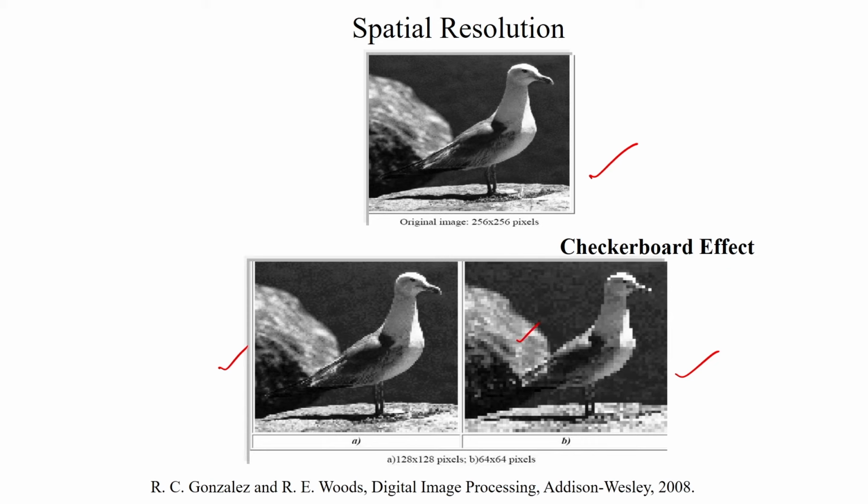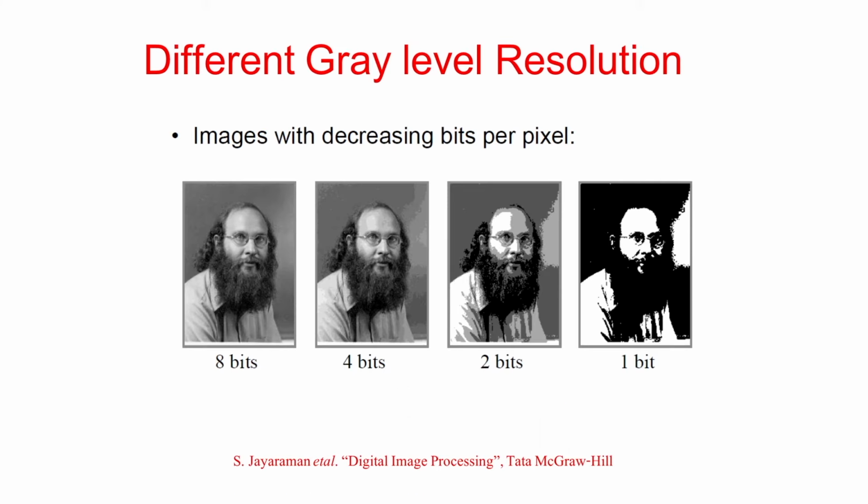This is called the checkerboard effect because I am decreasing the spatial resolution of an image. Now, I am considering changing the intensity resolution, that is called the gray level resolution. So, the first example is the 8-bit image, next one is the 4-bit image, next one is the 2-bit image, and the 1-bit image is nothing but the binary image. So, I am changing the gray level resolution, the intensity resolution.